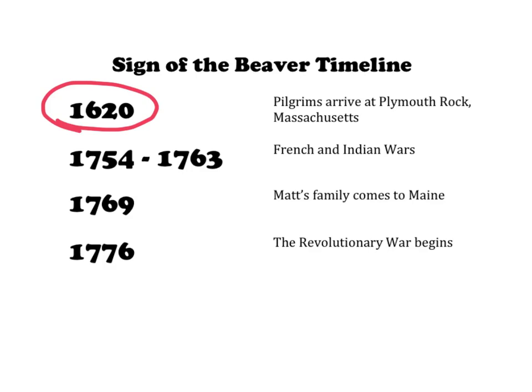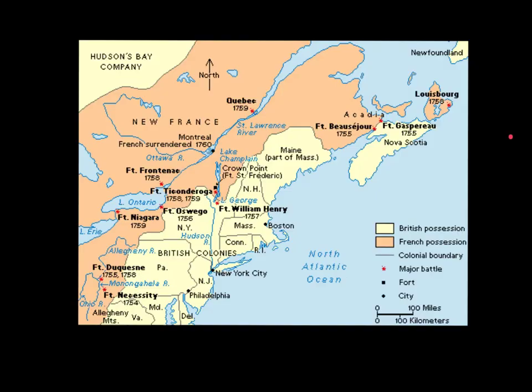Our story takes place in 1769, 149 years later. A lot has happened in those 149 years, including the French and Indian Wars. In the French and Indian Wars, the French and the British fought over land in the New World, primarily in the areas around Maine and adjoining Canada.